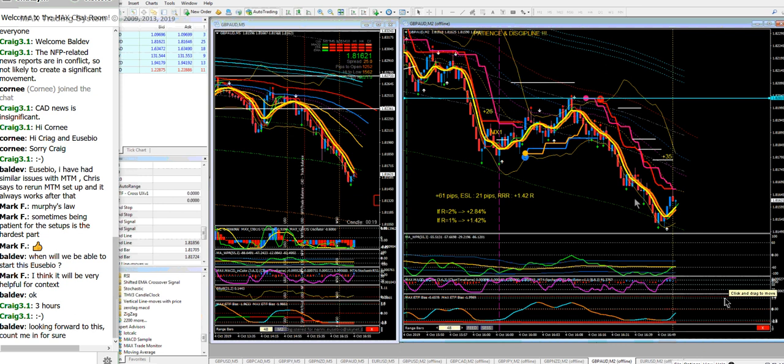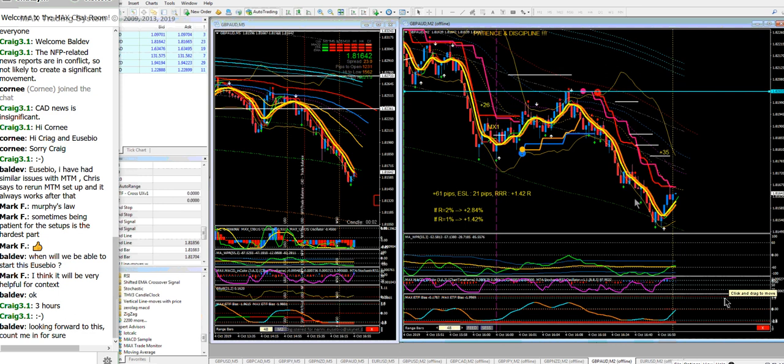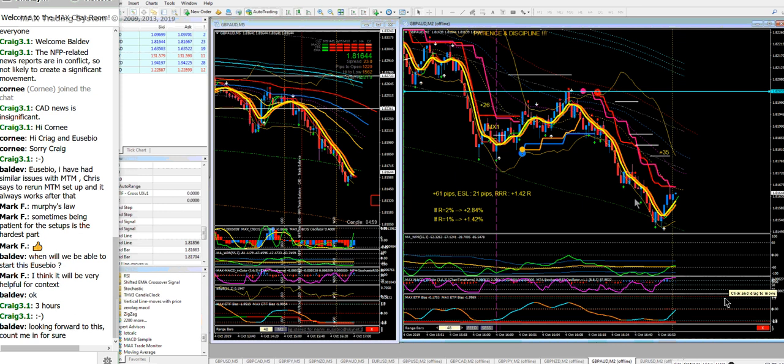And this is why with Craig and Chris, we are thinking a lot about, and I'm working a lot on this project to prepare also one course, a specific course on the context with the fundamental and the macroeconomic aspect, how to consider them to have a better idea of the direction we have to trade. So the bias, in fact, the directional bias.